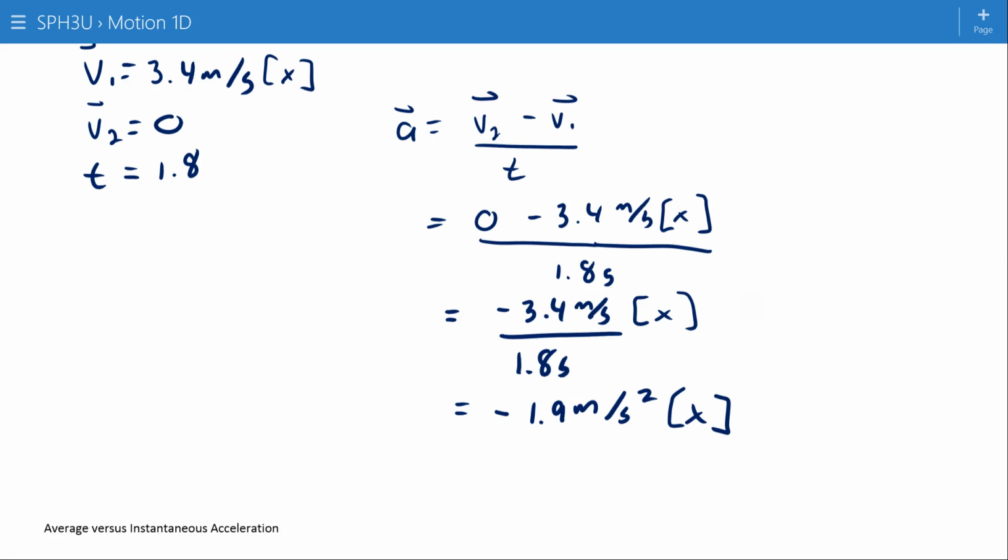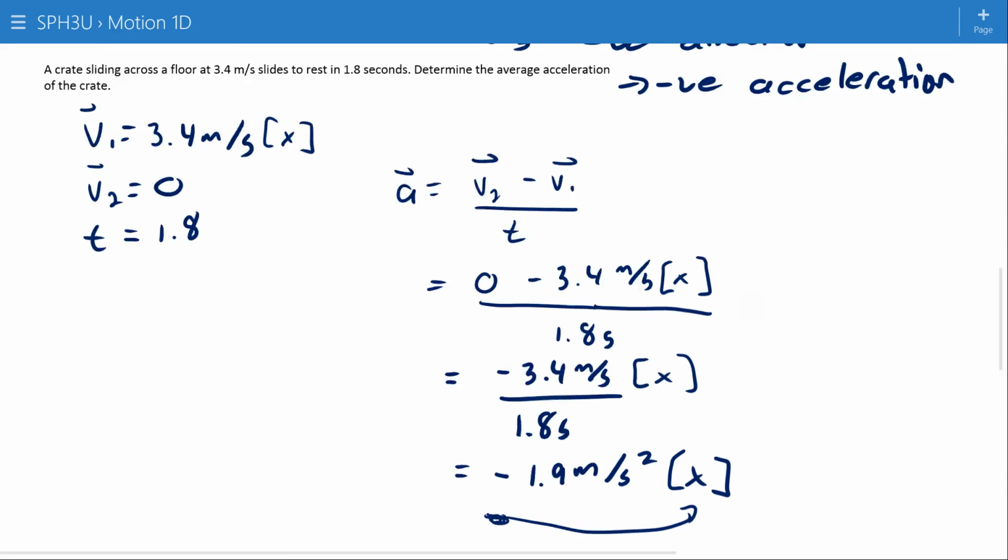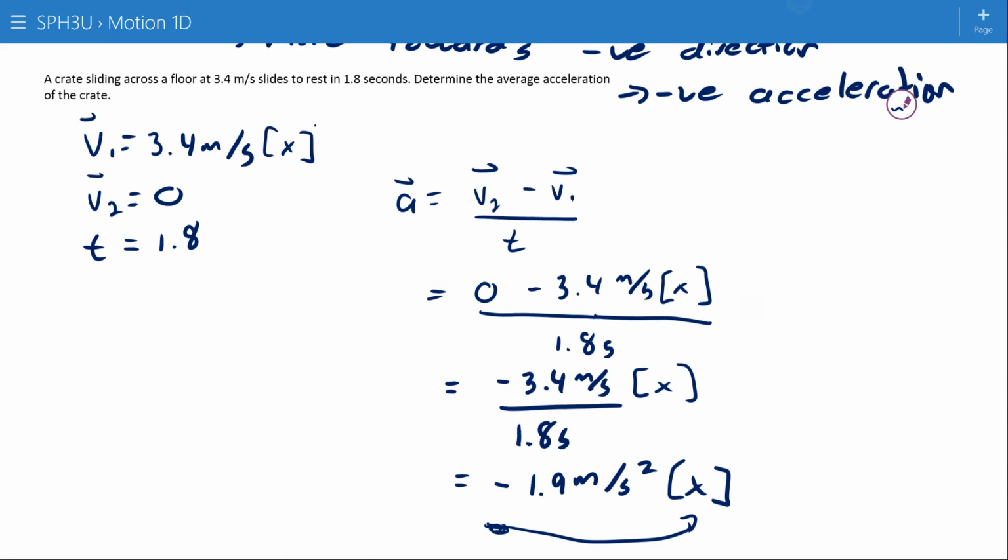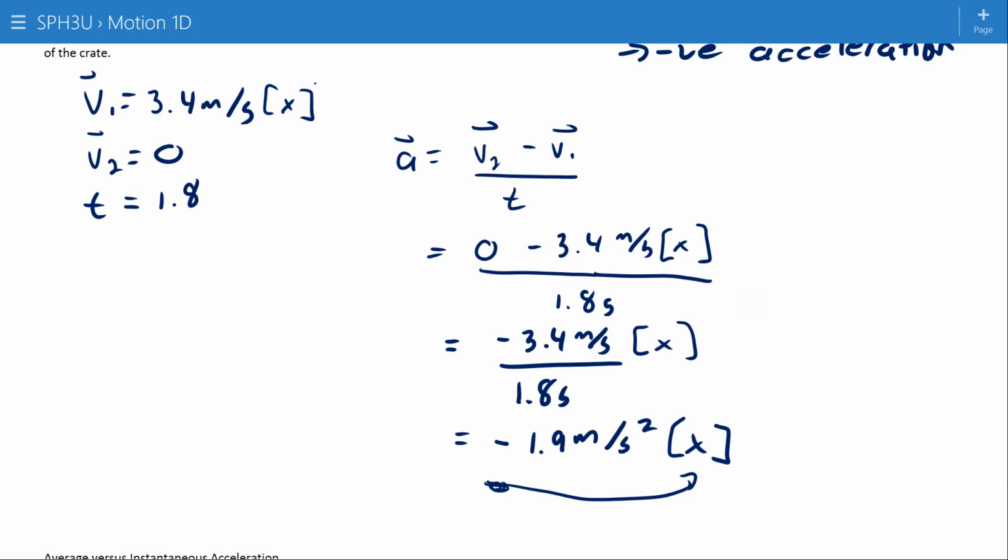So what that means is the acceleration is negative relative to the direction we've considered to be the positive direction. Since the object was initially going in that positive direction, this is a case where the crate slid to rest or it slowed down over that time. Let's pause here, let's stop this video, and then we'll save the discussions of instantaneous versus average acceleration for the next one.